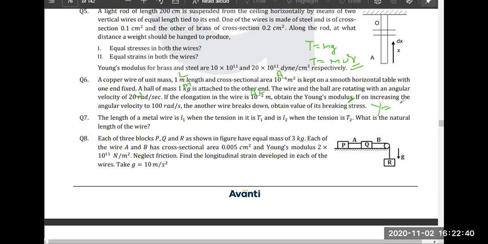Young modulus is equal to stress by strain. Stress is equal to what? Force per unit area into delta L by L. F is given, L is given, A is given, delta L is given. F is equal to what? This m omega square r. Put it, you will get the answer. Anyone have any issues? Tell me. Anyone have any issues in this?